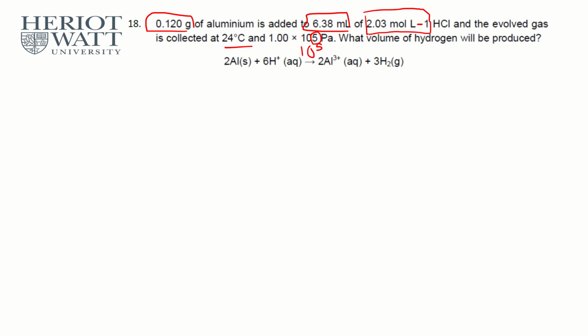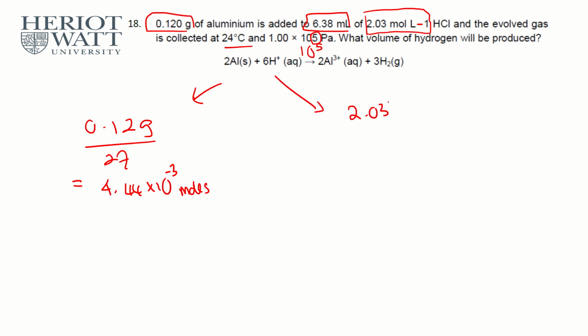They give you the mass and also the concentration for both. We need to identify the limiting reagent before we know the amount of hydrogen gas produced. So one by one. For aluminium, 0.12 grams divided by 27, the molar mass of aluminium, and you will get 4.44 times 10 to the power of -3 moles. And for acid, 2.03 times 6.38 over 1000, you will get the mole of acid. So the mole of acid is 0.0129 moles.